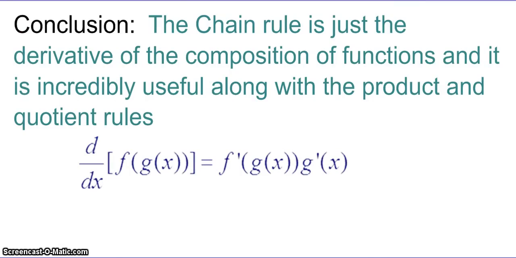Okay, so the chain rule is very important. It's useful in finding the derivative of the composition of functions, and when we combine that with the product rule and the quotient rule, we can take the derivative of most functions. That's the end.